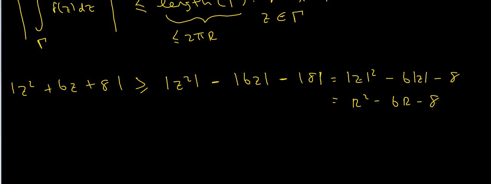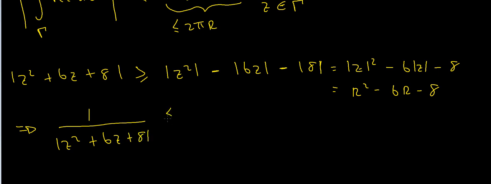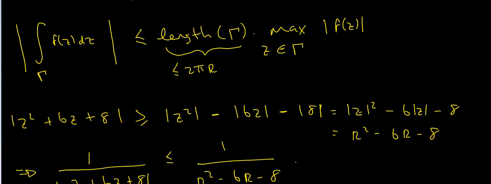Okay, so that takes care of the denominator, because if I were to take reciprocals of both sides, then I can flip the direction of the inequality. So this would be 1 divided by mod z squared plus 6z plus 8, and that's going to be less than or equal to 1 over r squared minus 6r minus 8. And I'm going to use that in just a second. So that deals with the denominator.